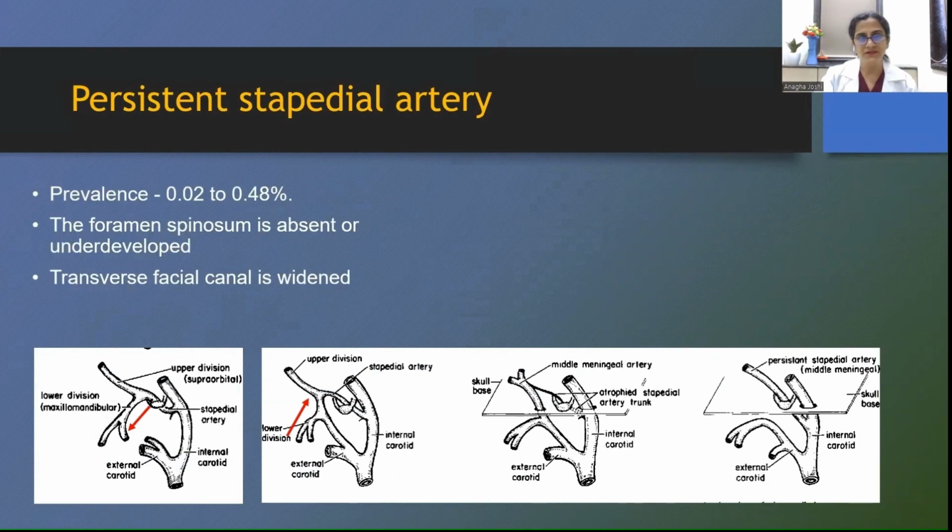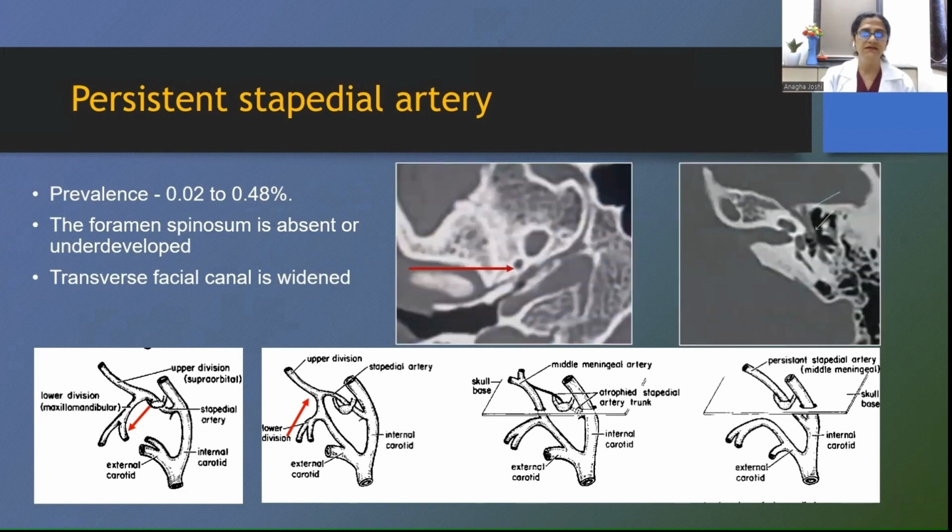The prevalence of the stapedial artery is seen in 0.02 to 0.48% of patients. And in this case, on HRCT, you can see that the foramen spinosum is absent. Also, the transverse facial canal can be seen to be widened.